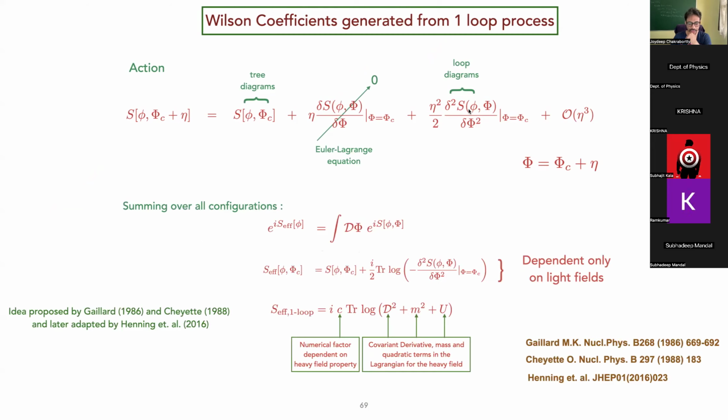Okay. So now, if I do it in a much more integral form, how do I write it down? As you can see, this is the way we write it down, and this e to the power i S effective, because it is the effective action, because this is a function of your light fields only.